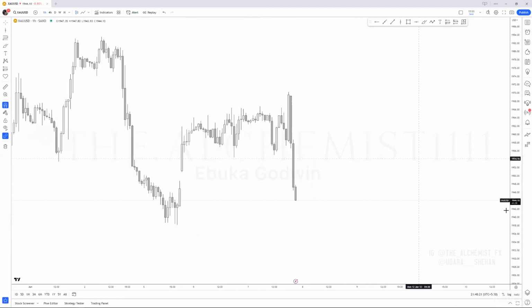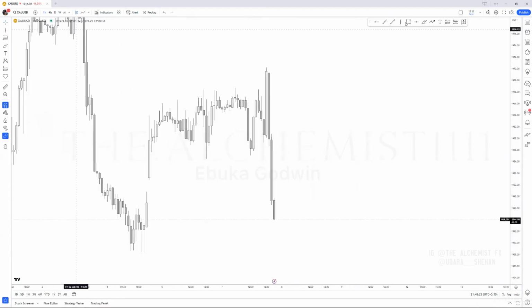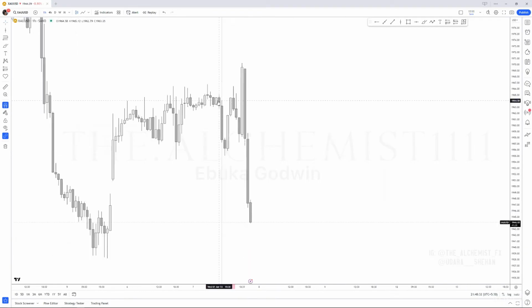So right now for me, London kill zone is at 11:30 a.m. IST, that is the Indian Standard Time. I'm in the Indian Standard Time, I'm not from India, I'm from Sri Lanka. So 11:30 a.m. my time, that is London kill zone. 12:30 p.m. my time, that is London session.